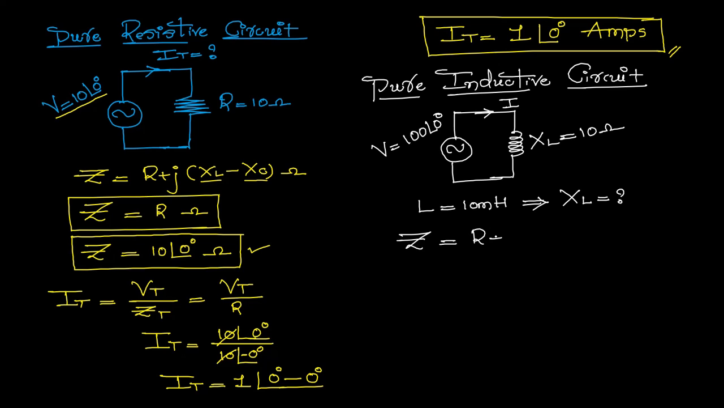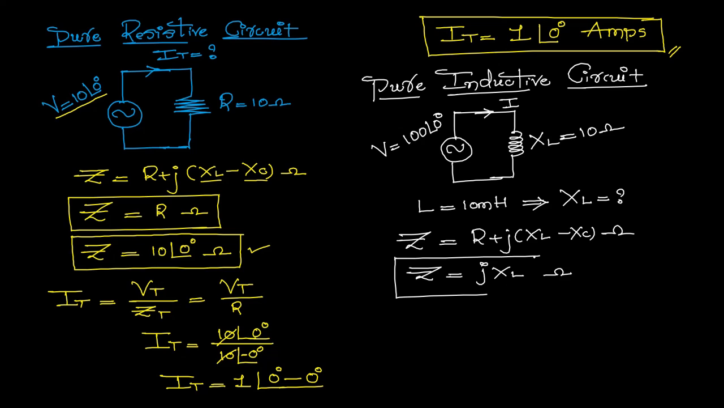Z is equal to R plus j into (XL minus XC). This is the actual expression of impedance for an RLC circuit. But in the purely inductive circuit, we have only the value of L, that is inductance. So for a purely inductive circuit, the impedance Z is equal to j into XL, and this is in ohms.